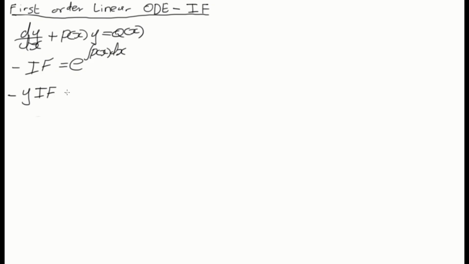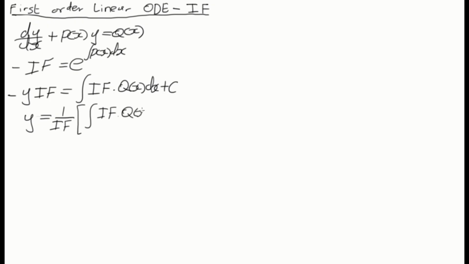You multiply y with the integrating factor, equal to, then perform an integral where the integrand is a product of the integrating factor and q of x, times dx, plus c. So y appears exactly once, as we can see in this formula, so we can easily make y the subject of the equation. So y is equal to 1 over the integrating factor, open brackets, and then the integral of the integrating factor times q of x dx plus c.